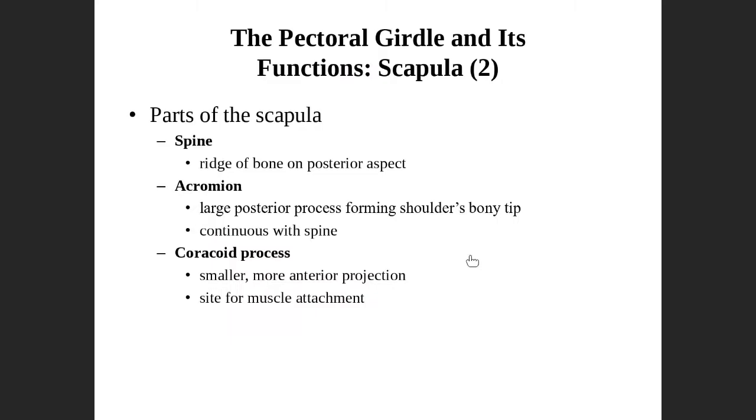At the end of the spine, the spine goes up and out, and then there's this big structure right there. That's the acromion, and the clavicle will attach onto that, making the acromioclavicular joint. Then we have another process that's going to be more anterior, and that's called the coracoid process.